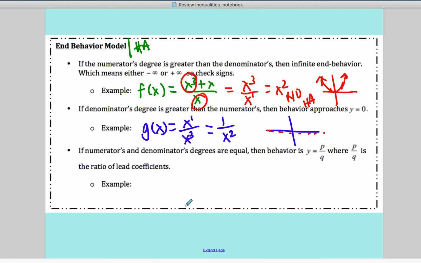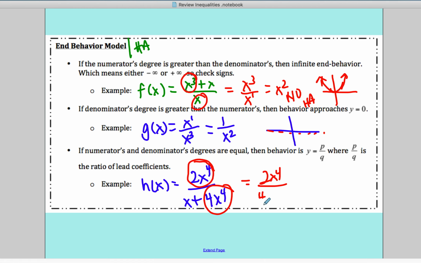And then the last one is actually your favorite one. It's kind of like the little example we went over, when the degrees are equal. So what if we have h of x equals 2x to the fourth over x plus 4x to the fourth. My biggest degree in the numerator, always take the coefficient in front as well, is 2x to the fourth. And then the bottom is 4x to the fourth. Those cancel. I'm left with 2 over 4, which reduces to 1/2. So my horizontal asymptote for that one is y equals 1/2.